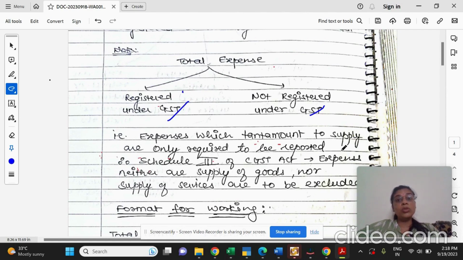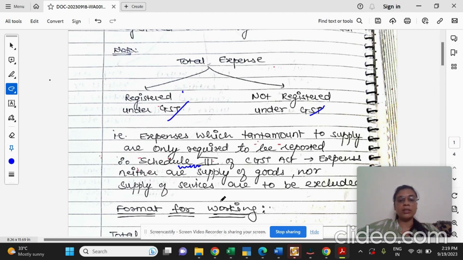Therefore, the Schedule 3 items, which are neither called supply of goods nor supply of services, need to be reduced. The Schedule 3 expenses you need to go for. I'll give you one or two examples, that is, employer paying salary to the employee. This is a Schedule 3 expense. Court fees, Schedule 3 expenses. So these expenses, which are neither called supply of goods nor supply of services, are listed in Schedule 3, and they need to be excluded from the total expenses because they are neither with registered nor with non-registered.